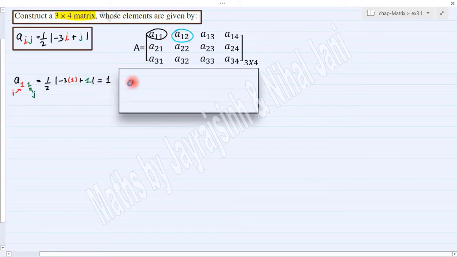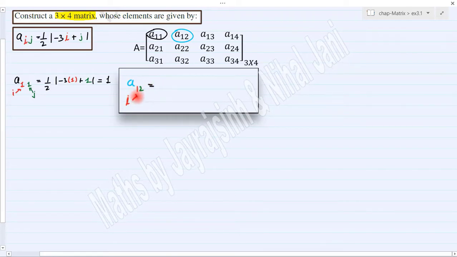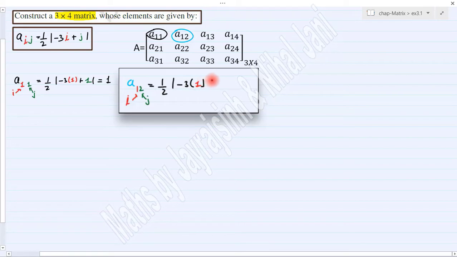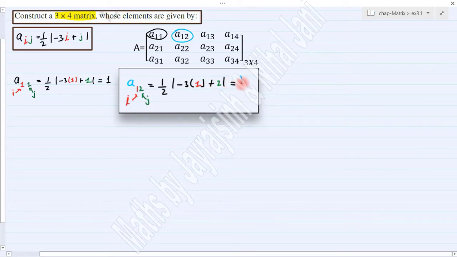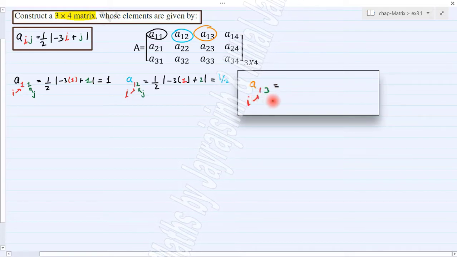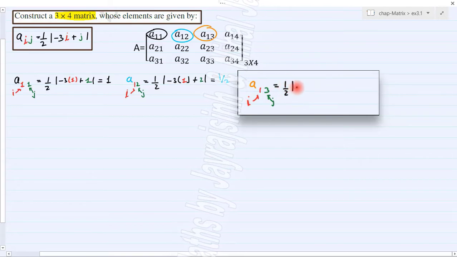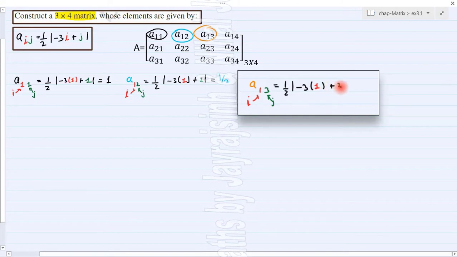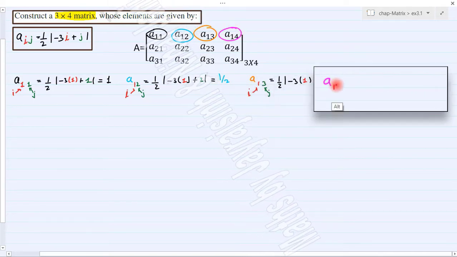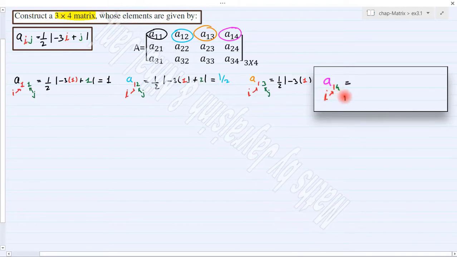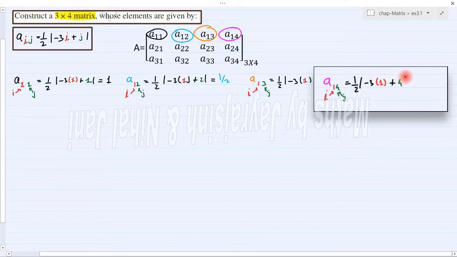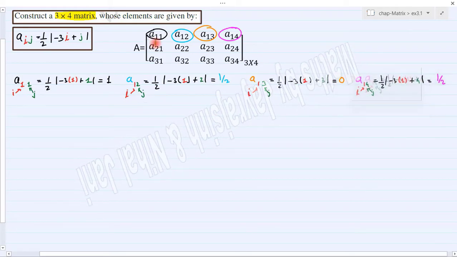Then your next element is A12, where i is 1 and j is 2. So we'll get 1 by 2 mod of minus 3 into 1 plus 2, which will give us 1 by 2. Then the next element is A13, where i is 1 and j is 3. So here we'll get 1 by 2 mod of minus 3 times 1 plus 3, which will give us 0. And the last element of the first row is A14, where i is 1 and j is 4. So here we'll get 1 by 2 mod of minus 3 times 1 plus 4, or we can say we'll get 1 by 2. Then let's move to the second row.